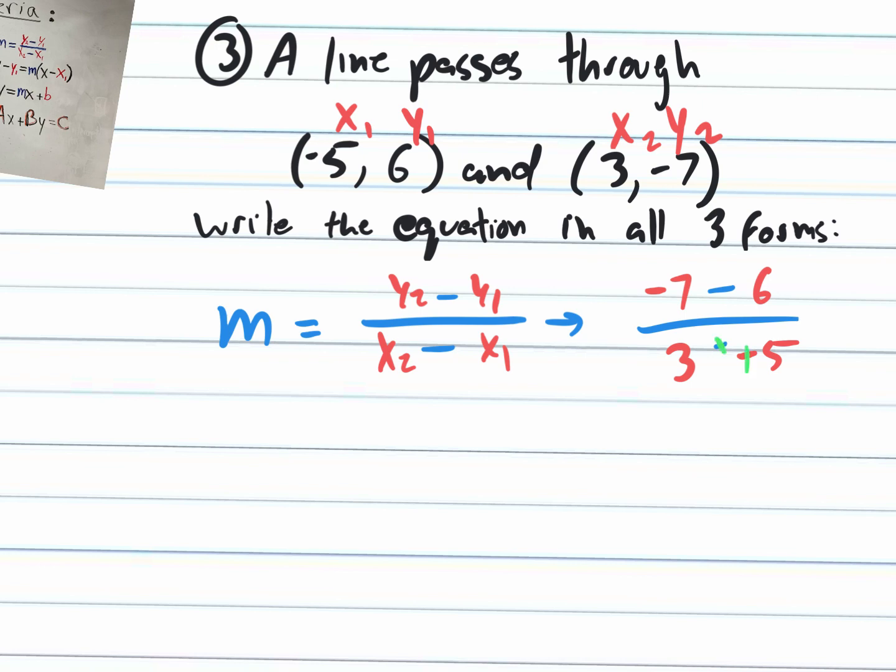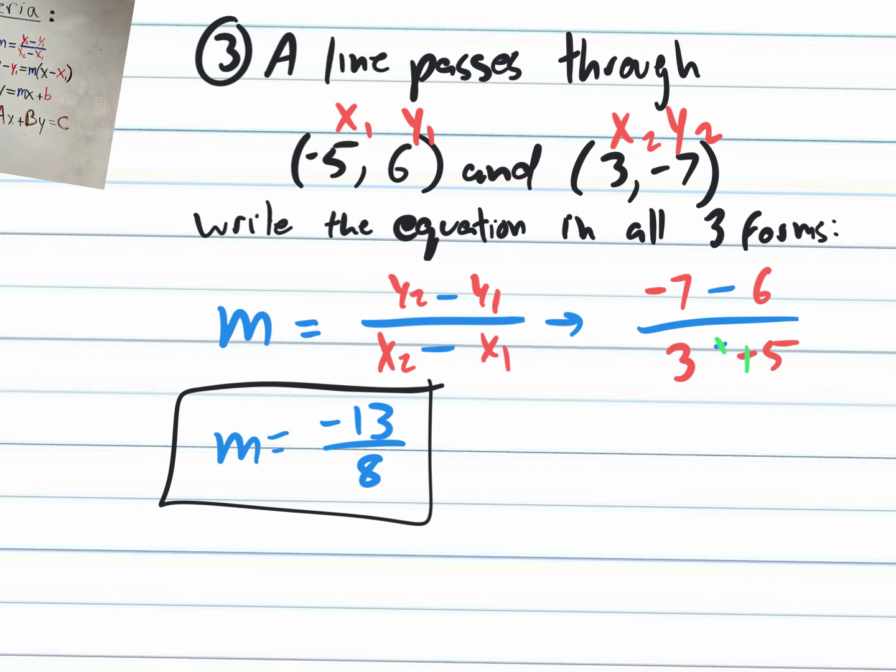So we have negative 7 minus 6. What is negative 7 minus 6? Negative 13. That's ugly. And on the bottom, what's 3 plus 5? 8. So yeah, this was a winner. This was a disgusting line that we created here.